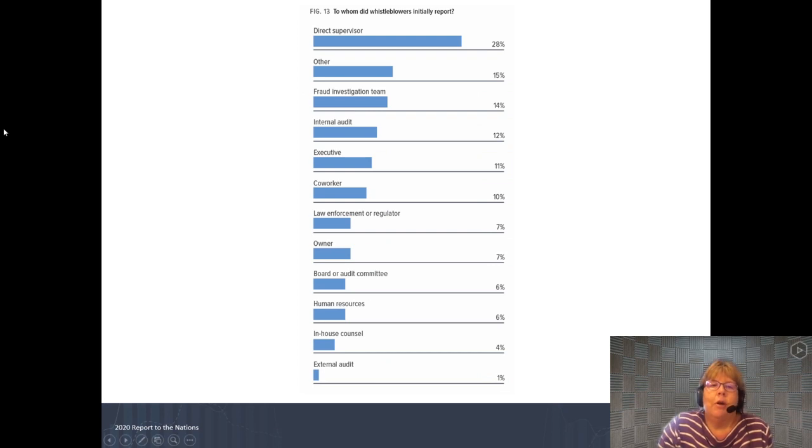So who did the whistleblower immediately report to? This is showing that the direct supervisor is the first line of defense. Now, of course, if you're doing the whistleblowing, you need to know that your supervisor is not involved in the potential crime. Otherwise, you're just showing your hand. So that's always the tricky point with whistleblowing, and I know we're going to talk about that a little bit throughout the course as well. Next is other, a fraud team, internal audit, and an executive. So there's quite a variety here, but really the first line of defense is the direct supervisor in most of these cases.